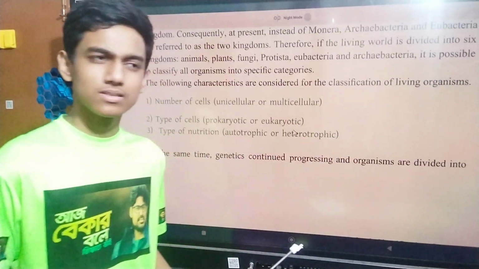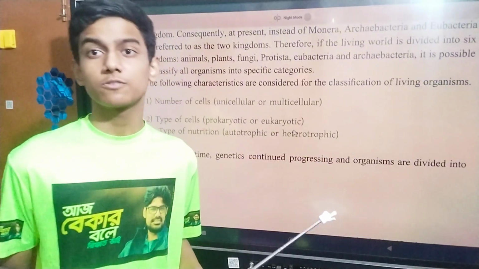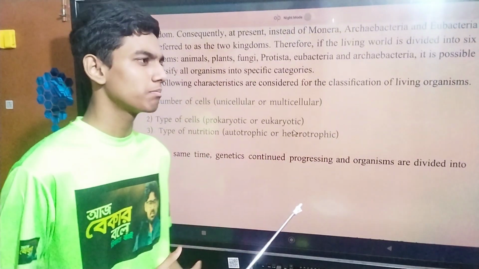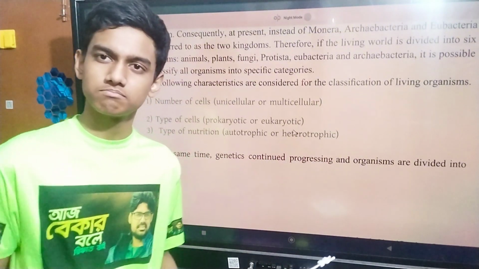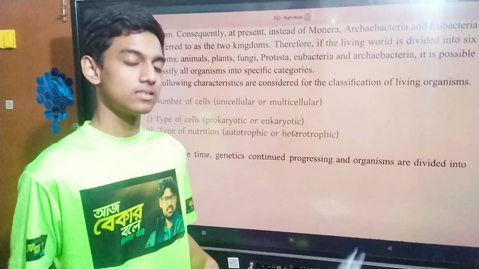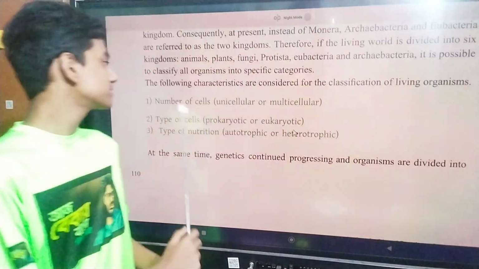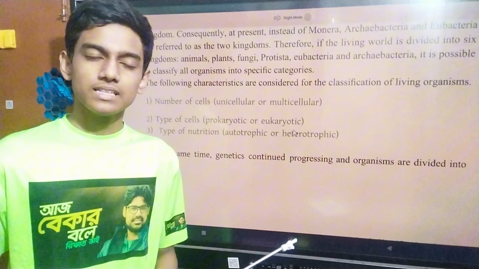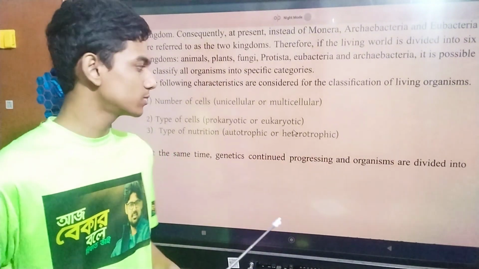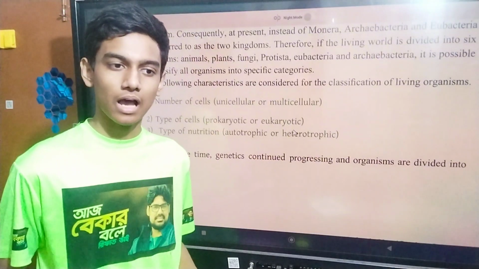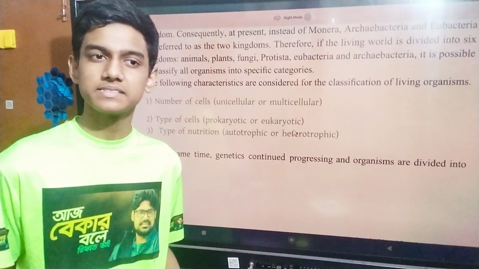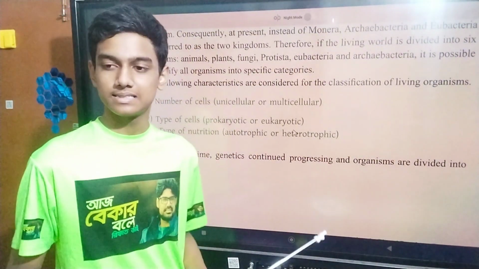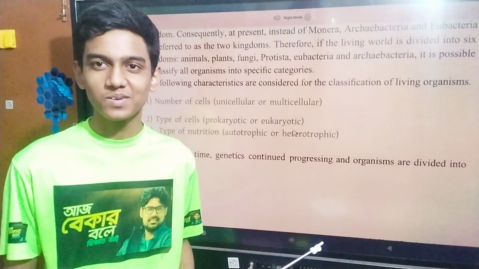So, what are the characteristics of classification? There are many characteristics of classification, but I will discuss three of them. The main three of them. The first one is number of cells. To classify any animal or species, we need to know how many cells are there in that organism. So, is that unicellular? Is that multicellular?